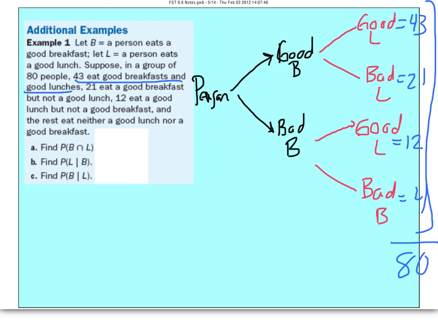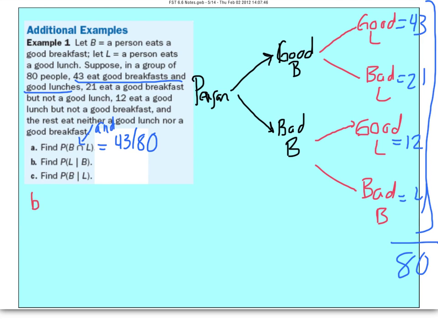Let's answer the questions. So question A, find the probability you have a good breakfast and a good lunch. So this is just regular. A good breakfast and a good lunch would be a good breakfast, a good lunch. That's easy enough. It's going to be 43 out of 80.